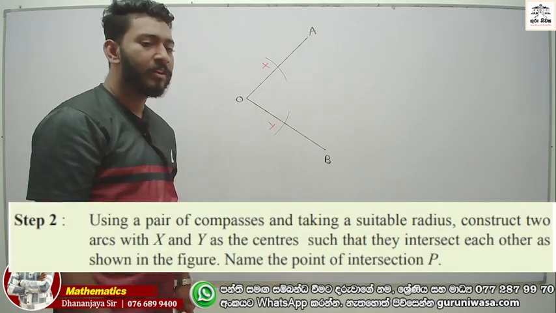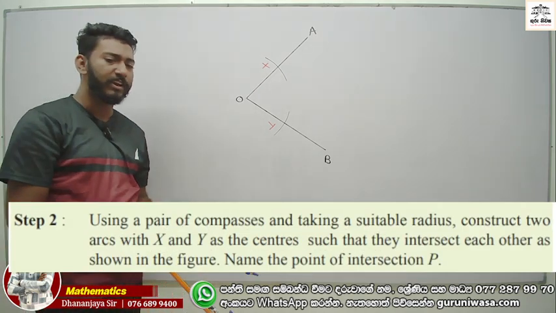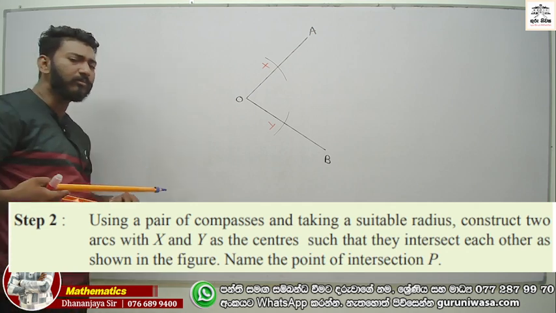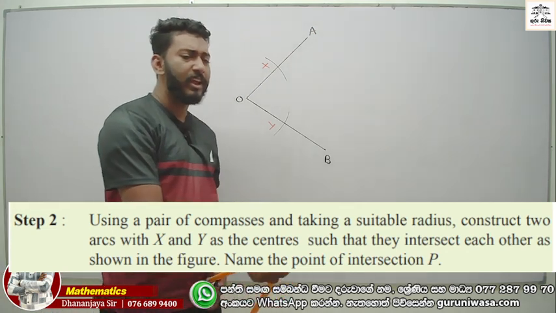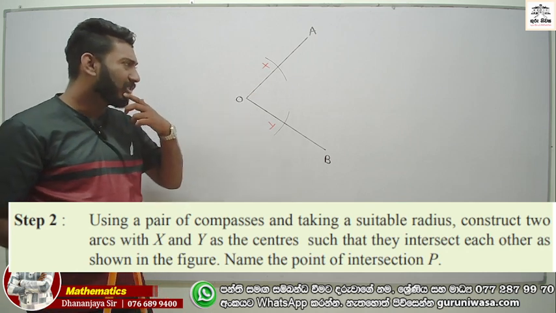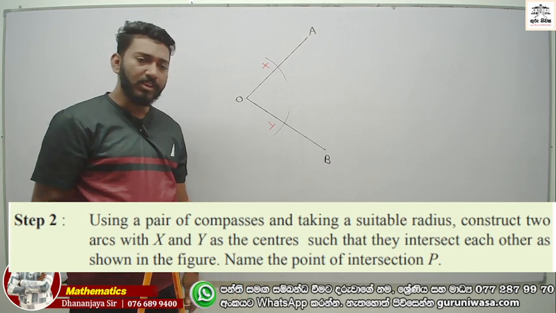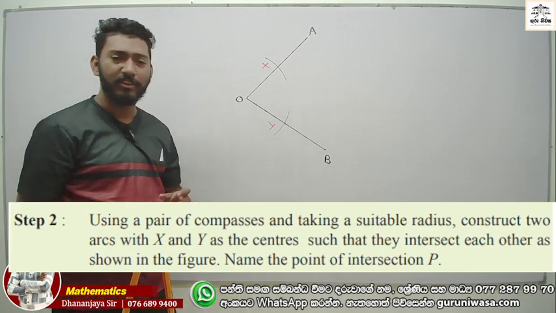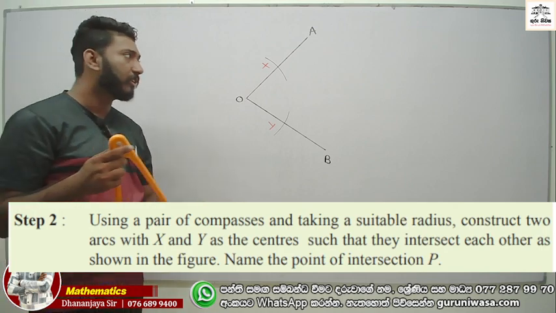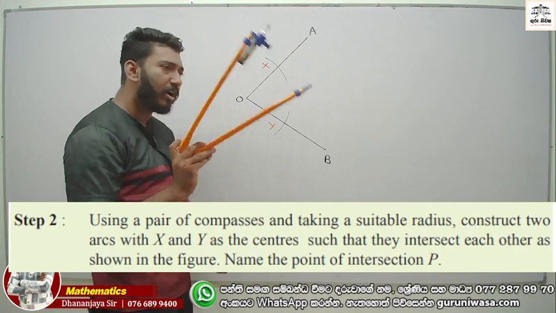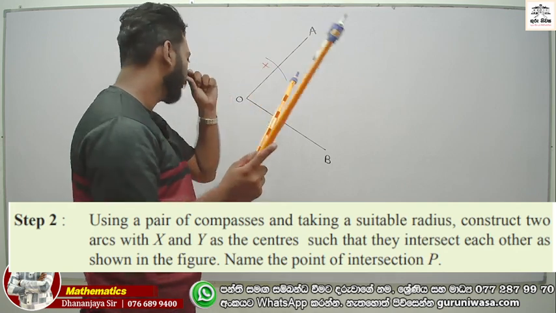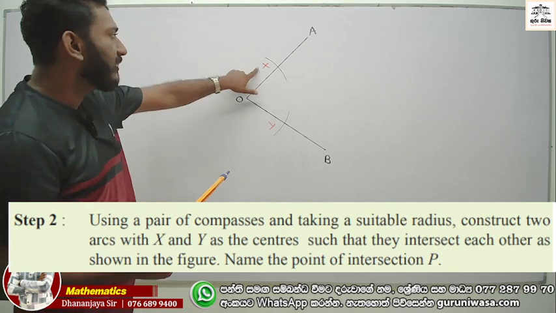Next step, using the pair of compasses and taking a suitable radius, construct two arcs with X and Y as the centers. Now draw the arcs, and those arcs should intersect each other. Now name the intersection point as P. Now look at this. Get your compass and take a suitable radius, as you like. Now take the centers as X and Y.